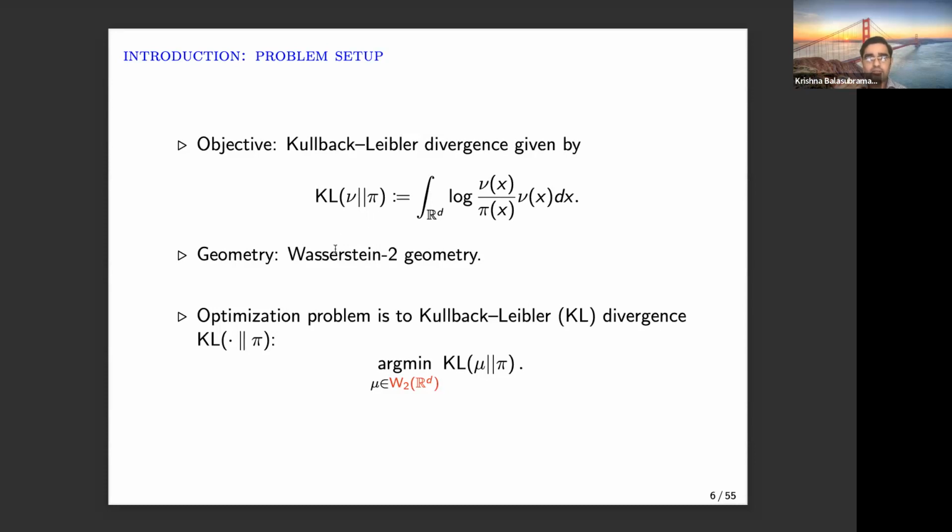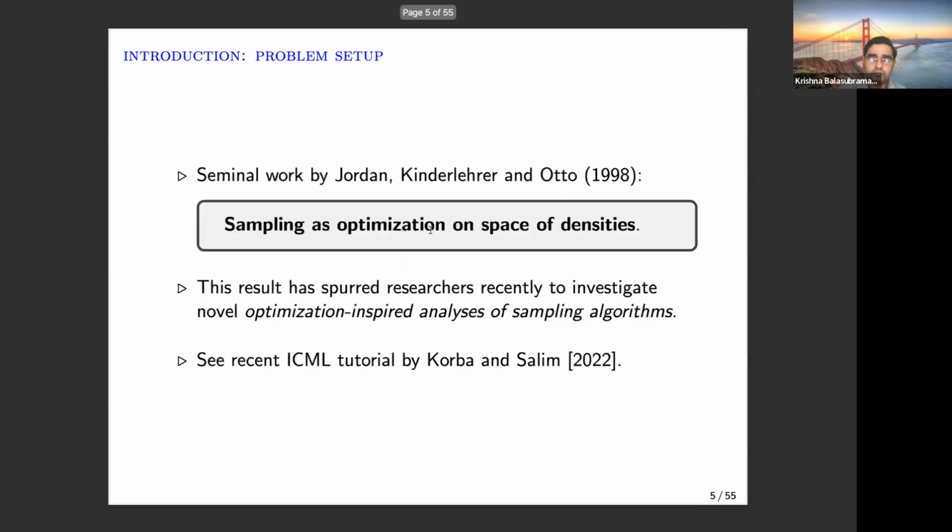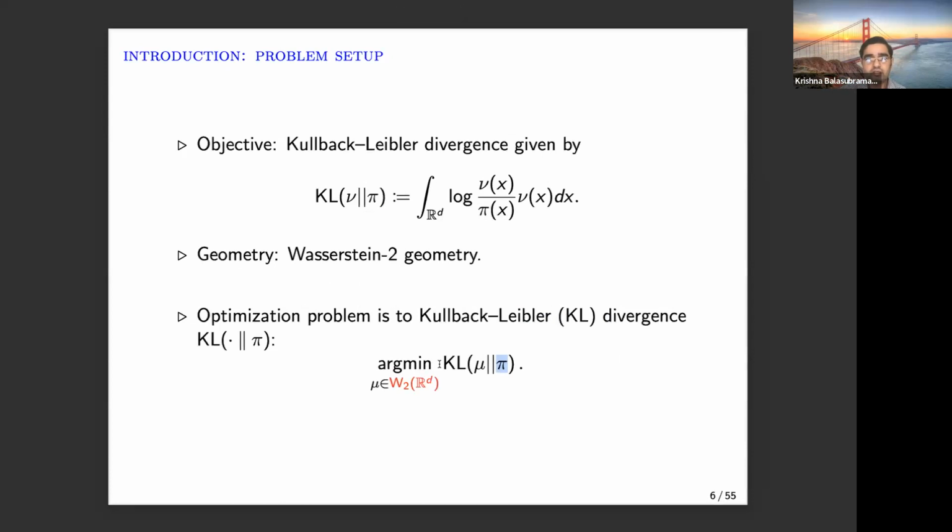And what is now the sampling problem? Sampling is essentially just optimization where you're minimizing the KL divergence over the space of densities with respect to this geometry, which I have denoted here by this red W2 of R^d. This W2 of R^d consists of all the densities on R^d, and given an initial density mu naught, you want to take that mu naught in this geometry to your target pi. So pi will always denote our target, right? That is exactly how this paper proposes to think of sampling, essentially as optimization on the space of densities.